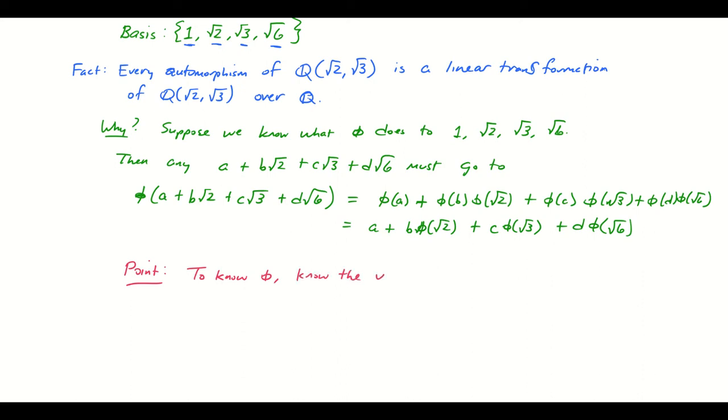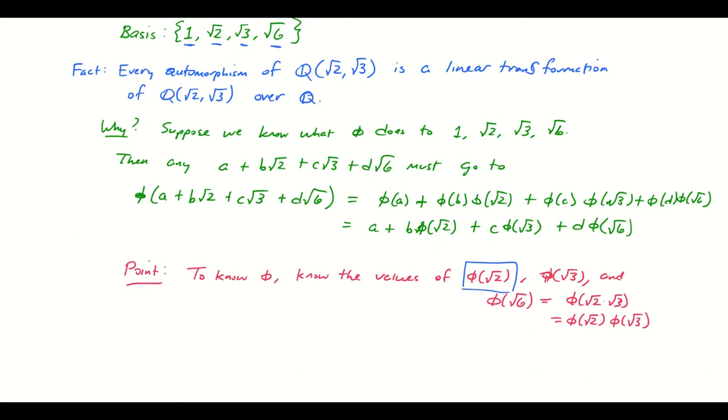know the values of phi of root 2, phi of root 3, and phi of root 6. But phi of root 6 is not really a separate piece of information. That's really just phi of root 2 times root 3, which is phi of root 2, which is already determined, times phi of root 3. So really I only have two decisions to make. I have to decide what this is, and I have to decide what this is. Okay, now that sounds like it might still be a lot of automorphisms, but really it's not.